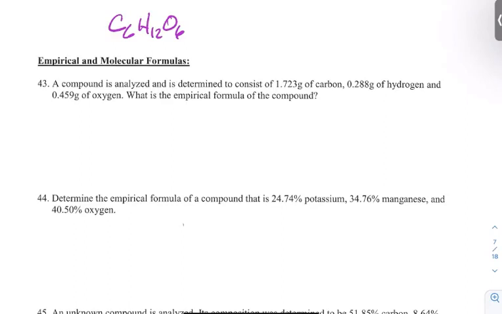In this video, I'd like to talk a little bit about empirical and molecular formulas, what they are, the difference between them, and how you can actually calculate them from pretty accessible data through laboratory experiments. And so let's just start with the definition of what these guys are.